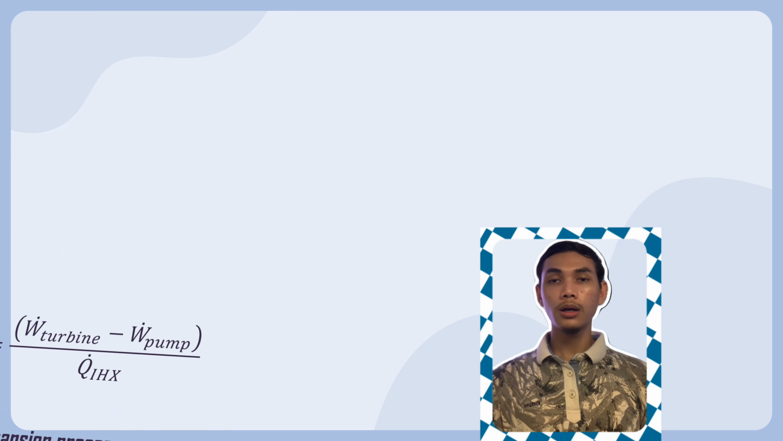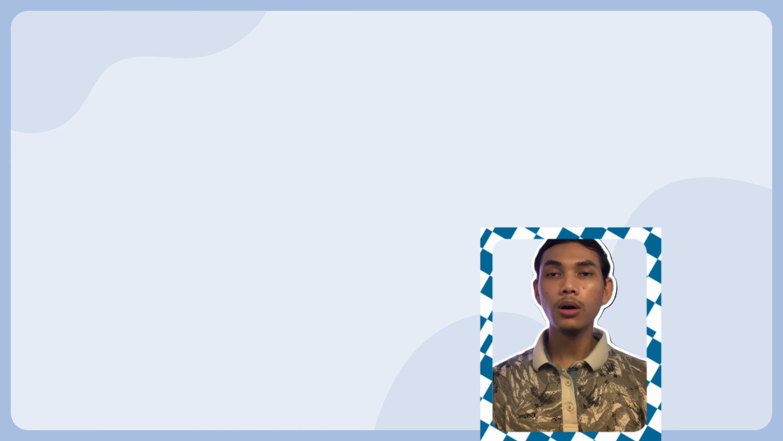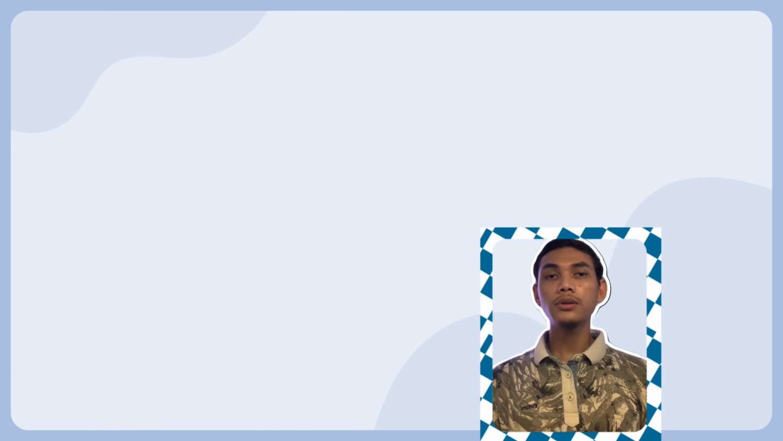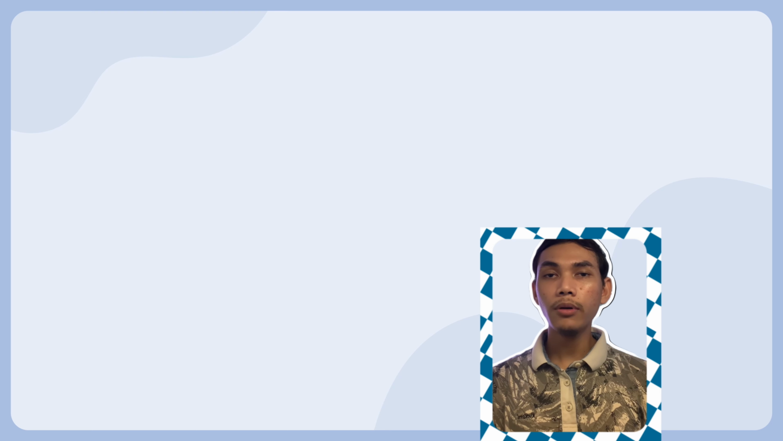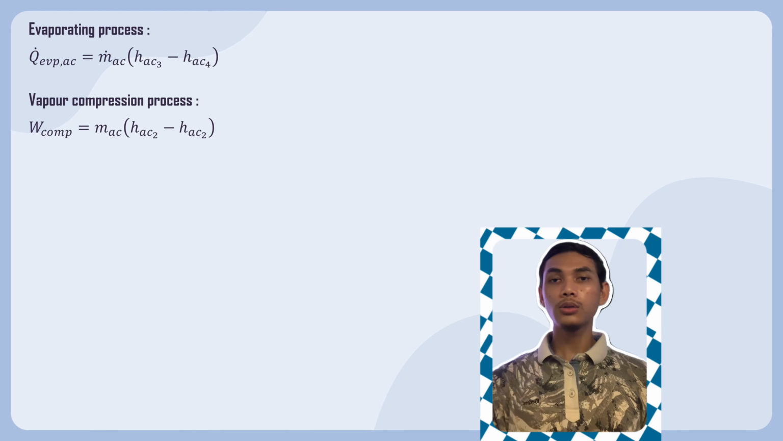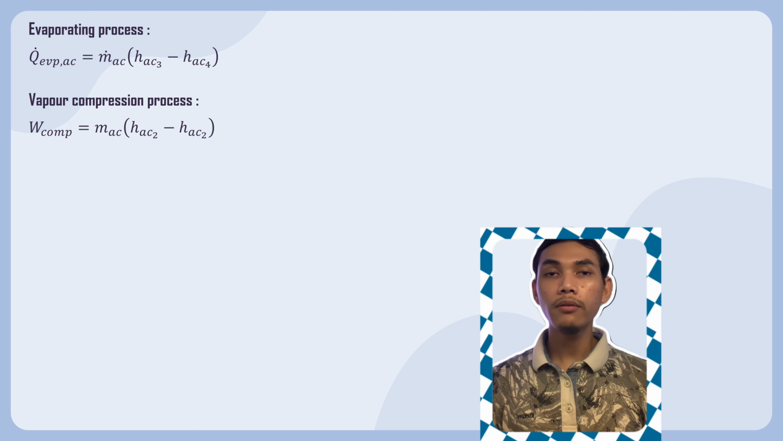Then we could determine the thermal efficiency for the organic Rankine cycle by using the values that we obtain. Next, in order to find the value of the coefficient of performance, first of all, we need to calculate the evaporating process Q_eva and compressor work W_comp. This value will be used to evaluate the coefficient of performance, which is given by this formula.